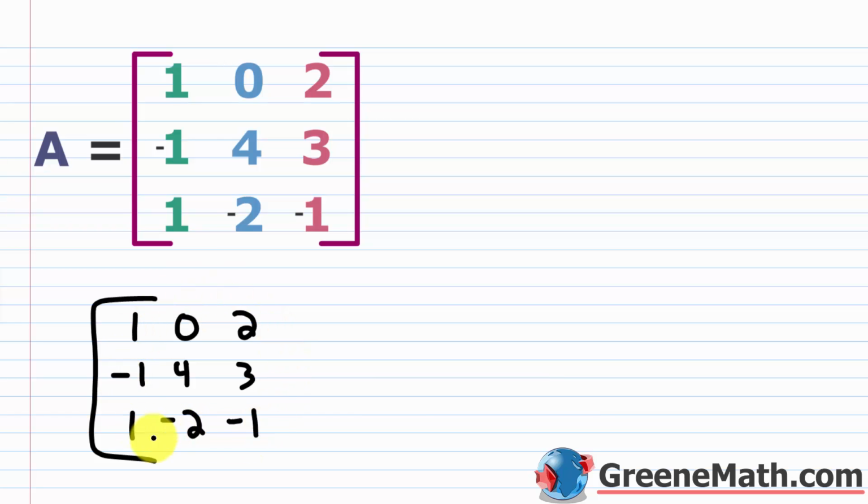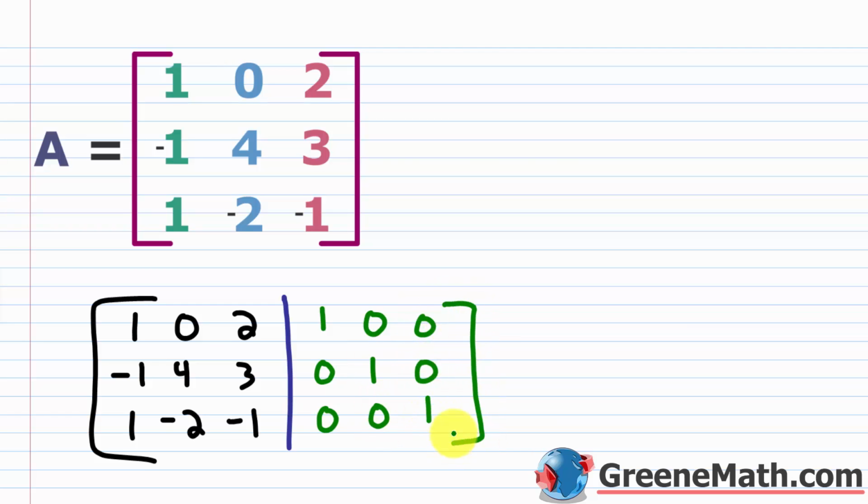Remember, you copy the matrix you're trying to find the inverse of on the left. You're going to put your vertical bar in here, and then I'm going to write the identity matrix on the right. So I'm going to put a 1 here, a 0 here, and a 0 here, then a 0, a 1, and a 0, and then a 0, a 0, and a 1. Again, 1's going down that main diagonal, 0's everywhere else. So you could say 0's above and below.